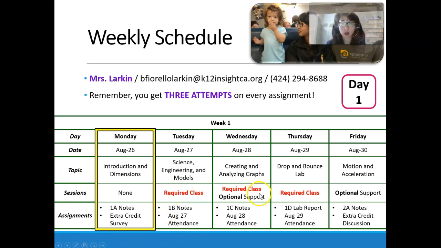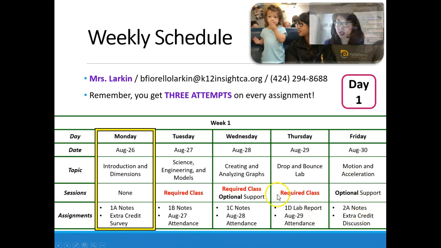You'll see that Tuesday, Wednesday, Thursday, you do have a required class. We'll go over times in a moment. We will be continuing Unit 1, so we'll talk about science, engineering models, graphing, and we will have a lab on Thursday for Unit 1. So that's the 1B notes, 1C notes, and the 1D lab. You will also have attendance checks that you'll need to complete because, again, we do have required class, and I'll go over what those are in a few moments as well.